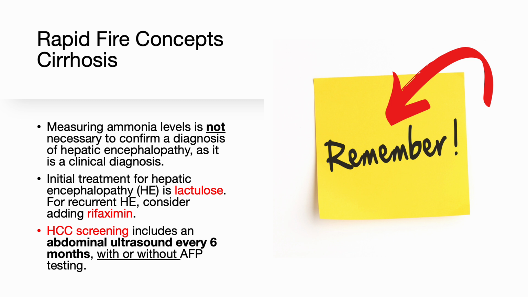Measuring ammonia level is not necessary to confirm a diagnosis of hepatic encephalopathy, as this is a clinical diagnosis. Initial treatment for hepatic encephalopathy is lactulose. For recurrent hepatic encephalopathy, consider adding rifaximin to lactulose. HCC screening includes abdominal ultrasound every 6 months with or without alpha fetoprotein testing.